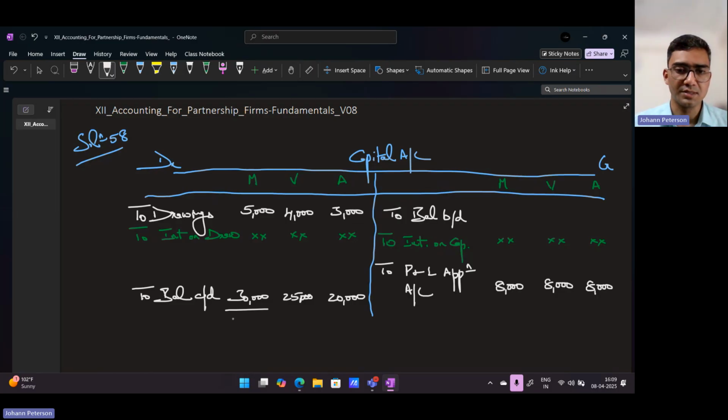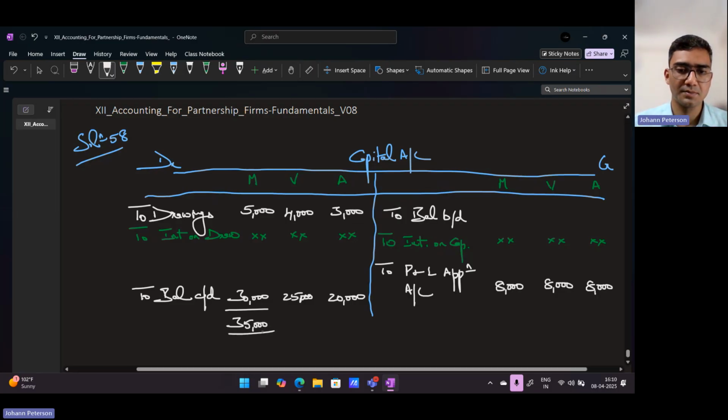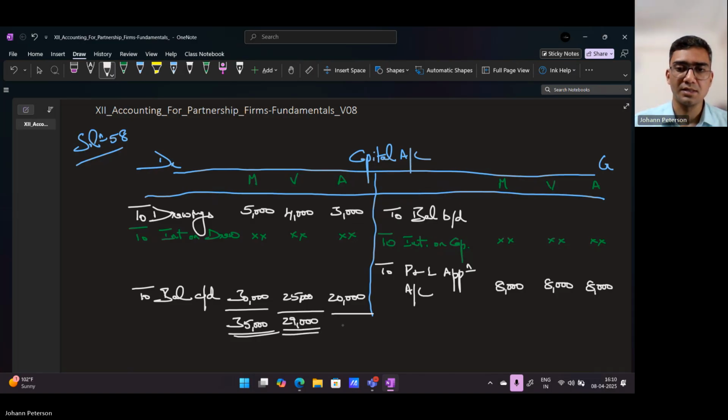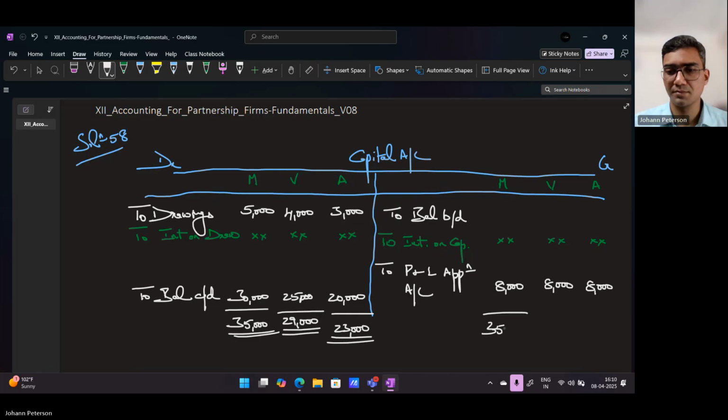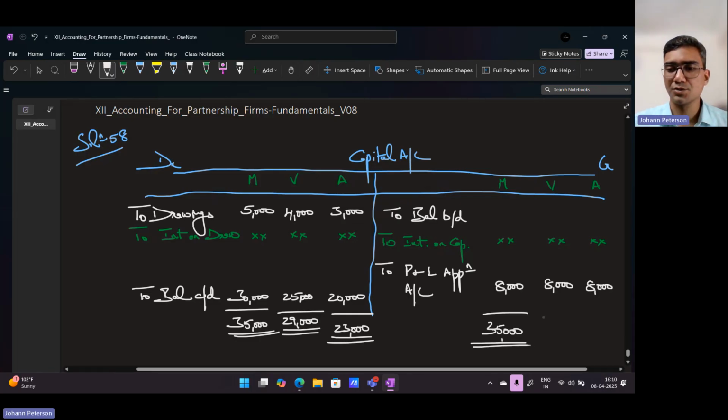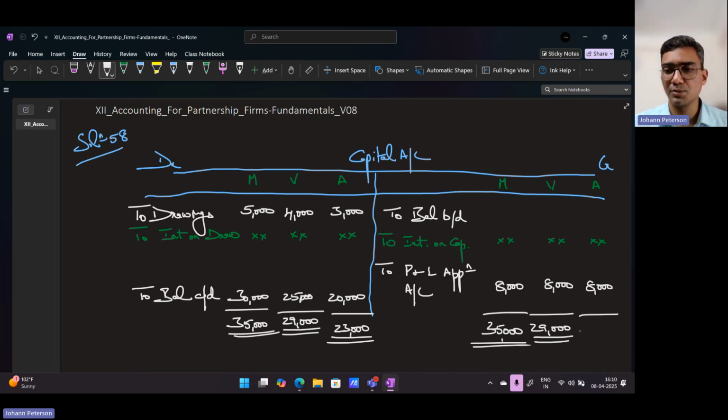So what is the total here? This is 35,000. Over here it is 29,000. And here it is 23,000. Similarly, this total should be the same. So it will be 35. The next should be 29. And the following should be 23,000. So what is this amount? Let's understand this by keeping this X, this keep it as Y, and this keep it as Z.